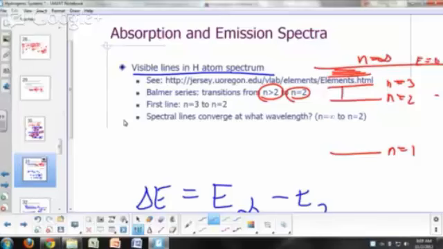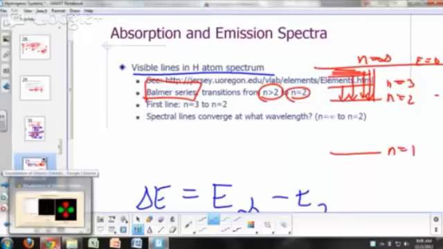So transitions from 3 to 2, 4 to 2, 5 to 2, and so on, that's known as the Balmer series. That's what's responsible for the lines that you see in the visible spectrum of hydrogen. And one thing you'll notice too is that since these energy gaps are getting smaller and smaller, the gaps between adjacent lines will eventually, as you get to shorter wavelengths, that means larger delta E's, converge. The gaps get smaller and smaller.